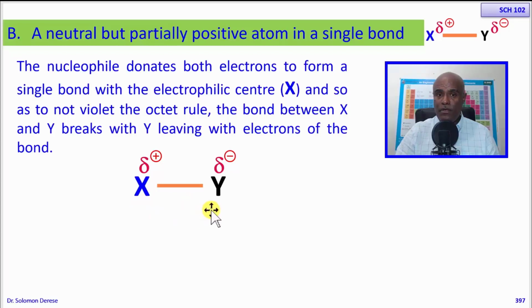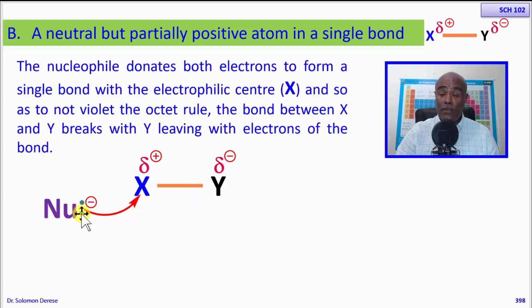But it's a polarized bond. It's a partially positive carbon because it is bonded to an electronegative atom like chlorine, for example. But it has got an octet of electrons. So when a nucleophile brings electrons to form a bond with it, if this bond is not broken and Y goes away with both electrons of the bond, the octet of this X will be violated.